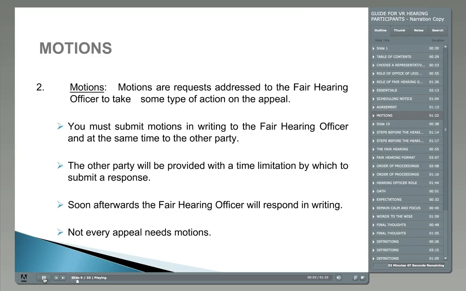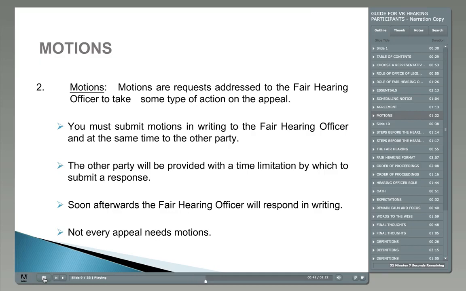What are motions? Well, motions are requests addressed to the fair hearing officer to take some kind of action. You could make a motion to dismiss. You can make a motion for a summary judgment, and we'll talk about those definitions in a little while. Summary judgment means no further hearing. This is, we think you've heard enough. We're asking you to rule based on what you've heard so far. You can dismiss with prejudice and without prejudice, and we'll talk about what all those things mean. But motions are really asking the hearing officer to do something.